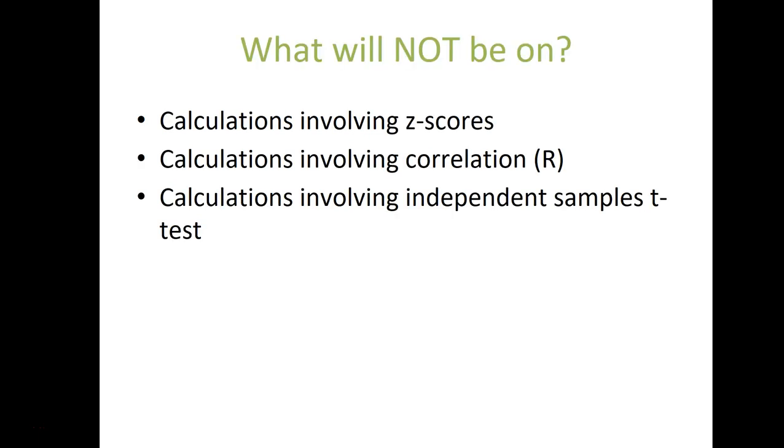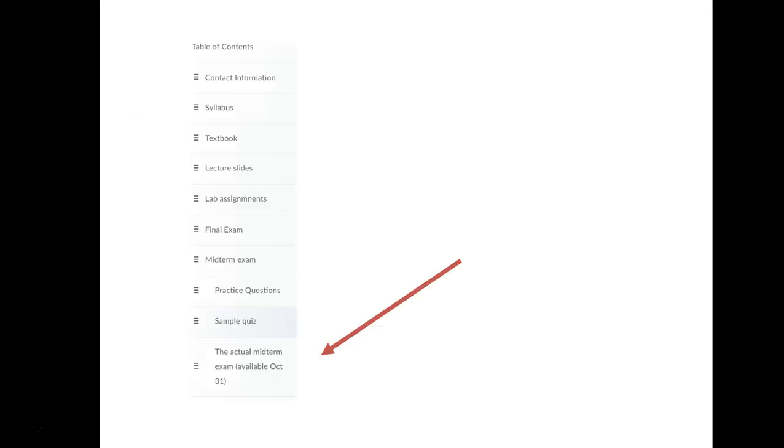What will not be on the test? Well, I will not ask you to calculate anything involving z-scores, because really, nobody does. I will definitely not ask you to calculate anything involving correlation coefficients on this exam. I know one of the homework questions asked for that because I want you to experience it, but on this exam, why bother? It's just grunt work. And lastly, I will not ask you to do any calculations involving the independent samples t-test, just possibly the one sample or the dependent samples t-test.